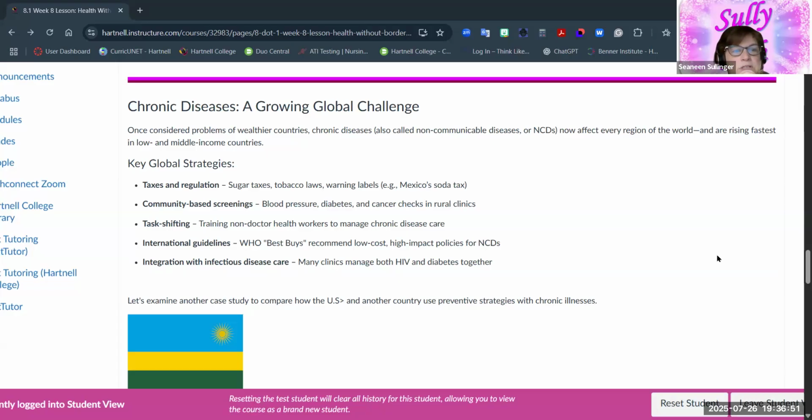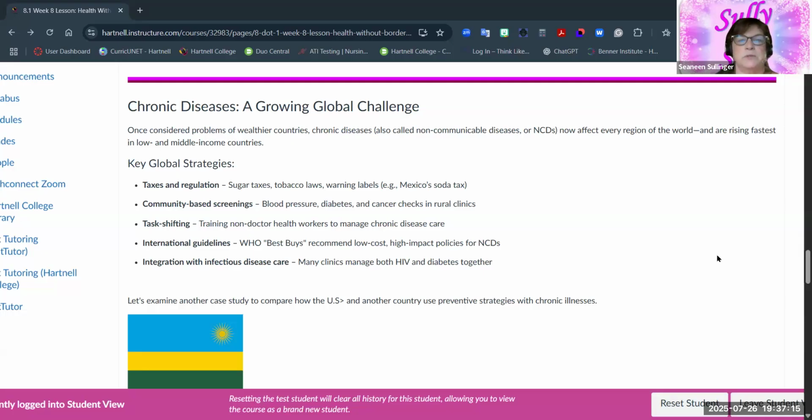And so key global strategies, taxes and regulation. Mexico had a soda tax. I know in New York, they were saying you couldn't get like supersized things. You don't only get so much on the soda, so many ounces of soda. Tobacco laws, you can't smoke anywhere in California anymore, hardly. And warning labels. There's warning labels to tell you what to beware of.